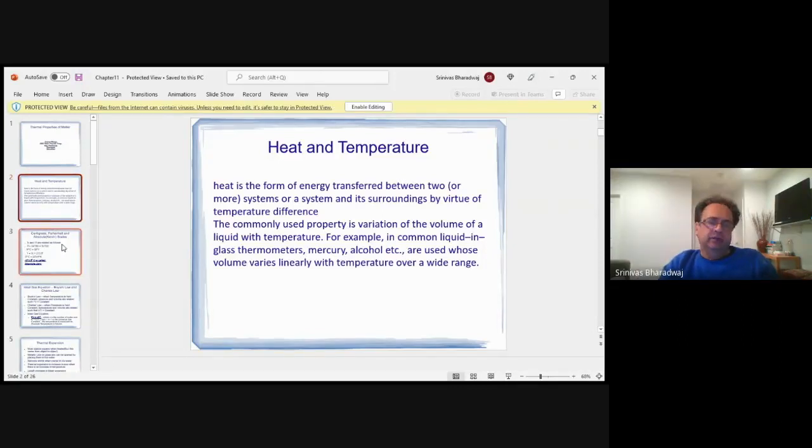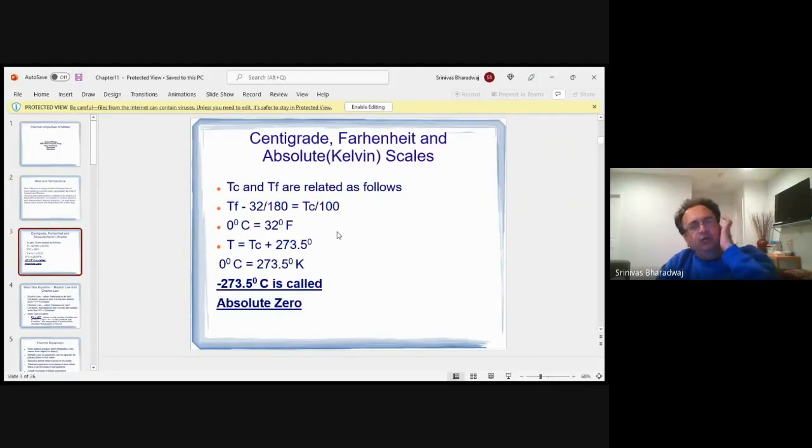Now, there is the coefficient of linear expansion, but before that, what are the different measures of temperature? First, there is the centigrade. In India, the common measure of temperature is centigrade. Where I live, the common measure is called Fahrenheit. Fahrenheit is different from centigrade.